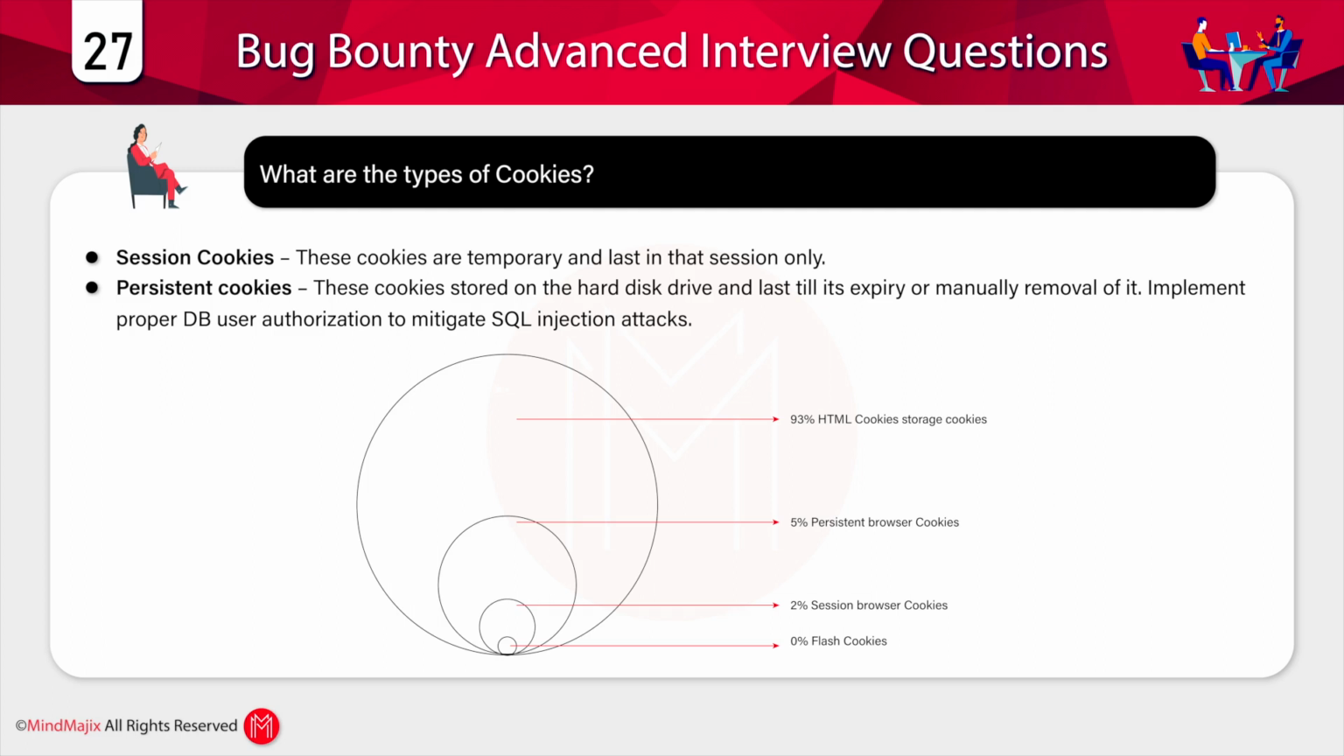Till then it will be available in that particular browser, so that we can access it directly. After the expiry date, the session automatically ends, and again we need to log in. So this is the process of the different types of cookies.